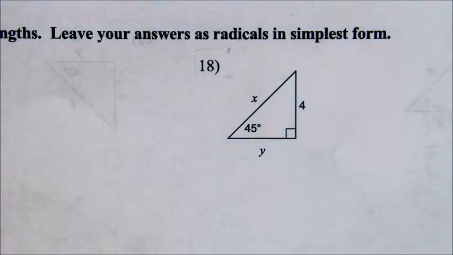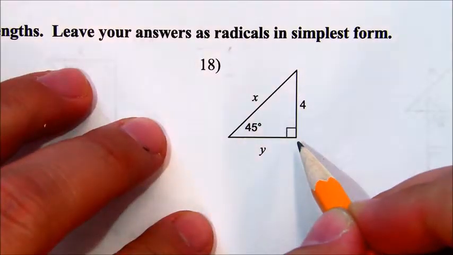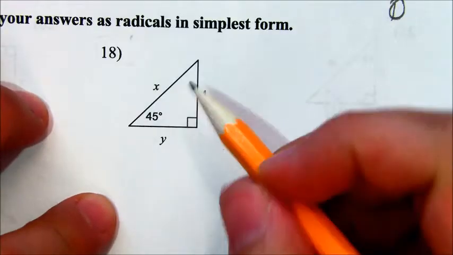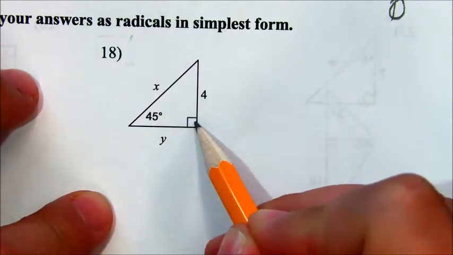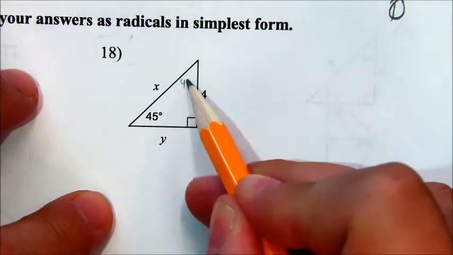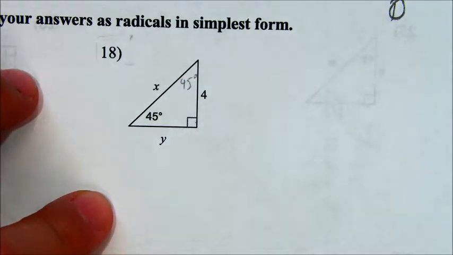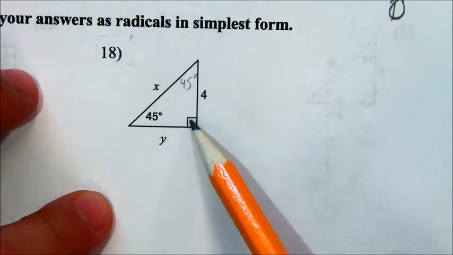In this video, I'm going to look at some easier examples of how to apply what we know about special right triangles. So, if you look at problem number 18, I have a 45, 45, 90 triangle, right? If I know this is 90, this is 45, then this one up here is also 45. Okay, so I've got 45, 45, 90.